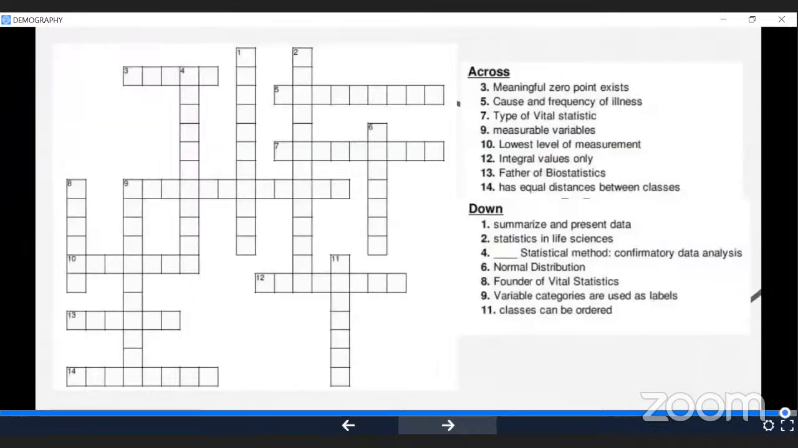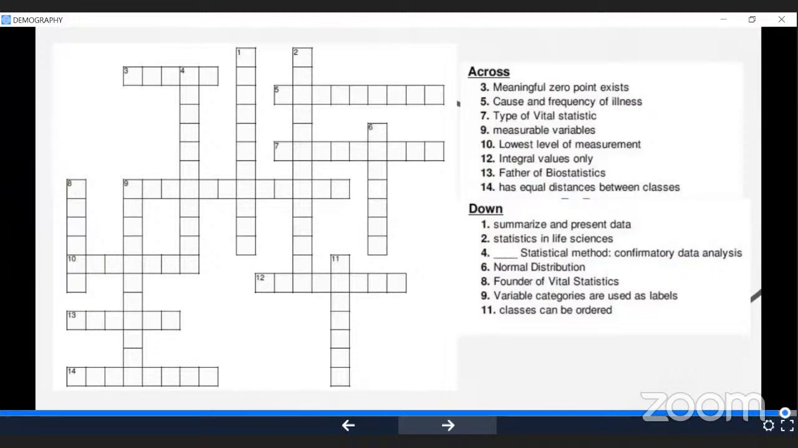Let us answer this crossword puzzle to end our activity. Who has the answer to number 1? Summarize and present data. The answer is descriptive. Descriptive data. That's correct.